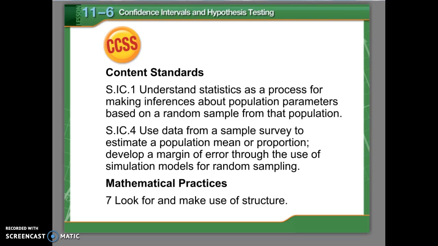All right, today we are in Unit 5, Lesson 6, again coming out of Chapter 11 from the textbook. The topic of our lesson is confidence intervals and hypothesis testing. We have two content standards that are the focus of this lesson.